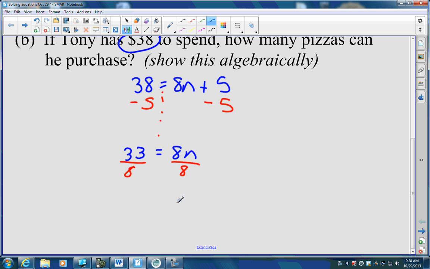Now, this is not going to be a nice, easy number. What is 33 divided by 8? Okay, guys, put it in the calculator. What does it say? Thank you, 4.125.